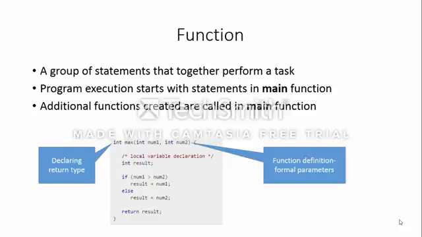In the function definition is where you declare the return type, and followed by the formal parameters in the brackets. Function definition is where you declare the return type like integer, double, or character function. However, a void function does not return value to the calling program.